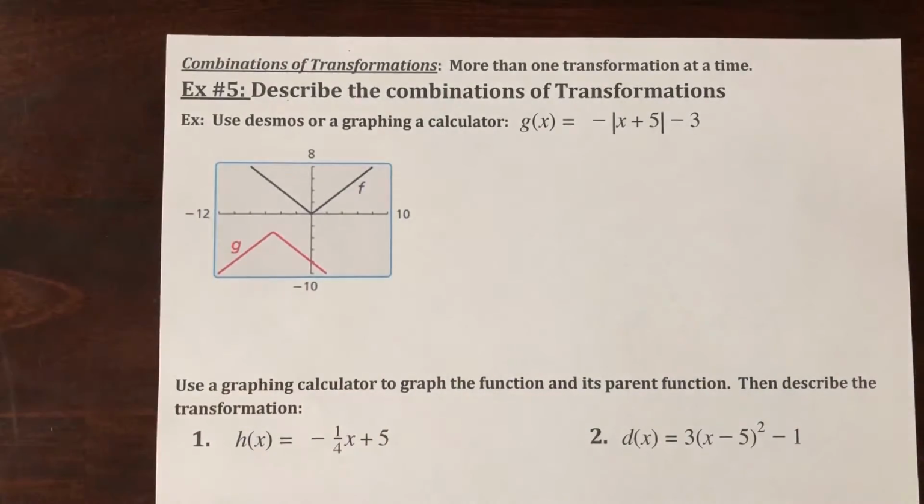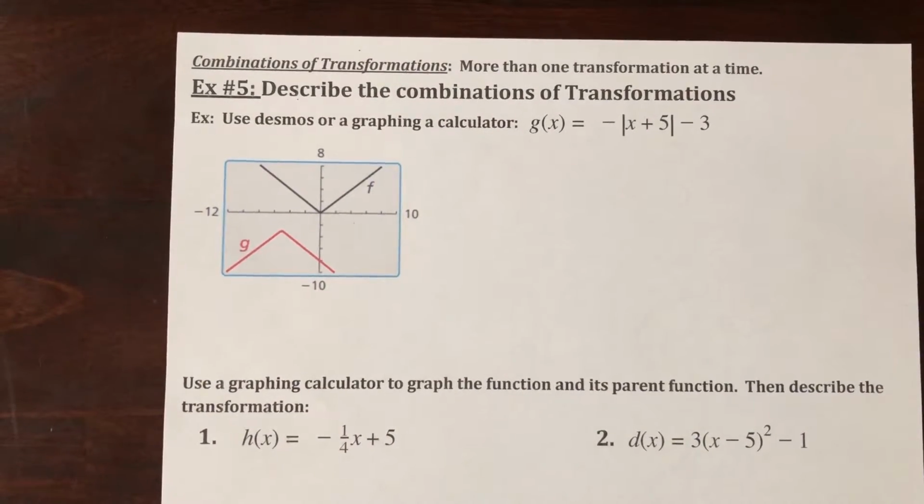Okay, example 5, lastly, we're going to just describe combinations of transformations. So we have translations, left and right, up and down. We have vertical stretches and shrinks, and we have a reflection that flips.